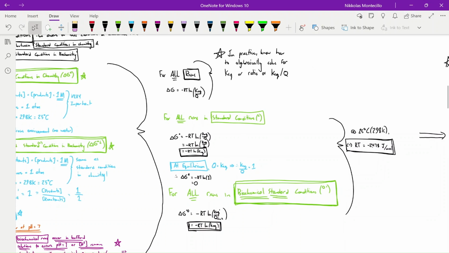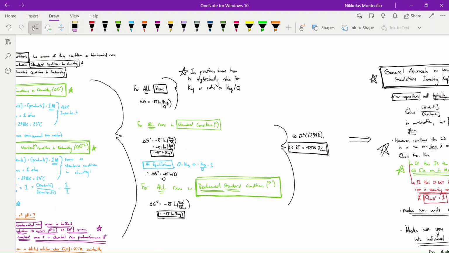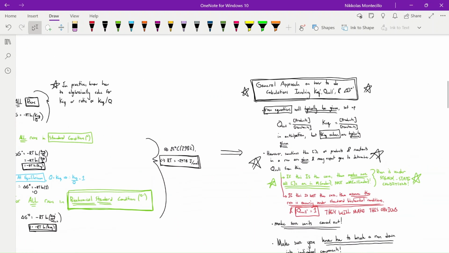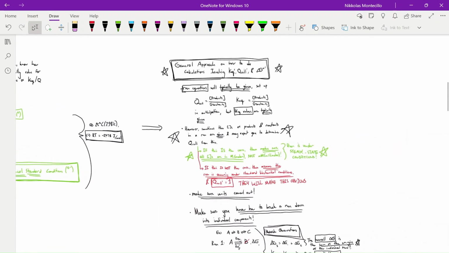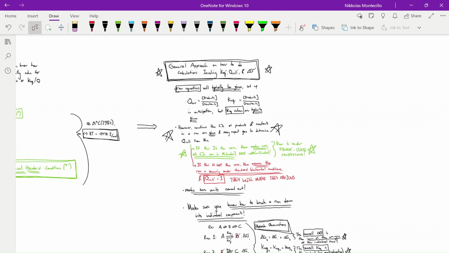So this is similar to all chemical reactions under standard conditions. I'll just leave this here if anyone wants to have an idea of how to do calculations involving KEQ, Q cell, and delta G standard.